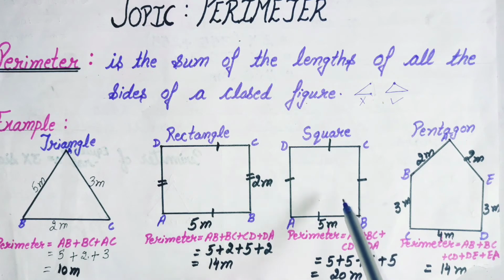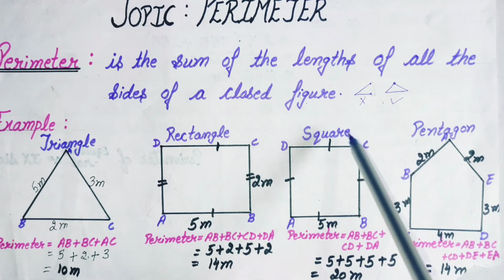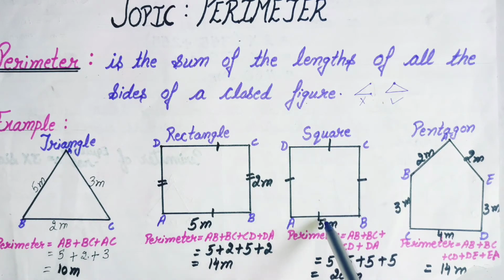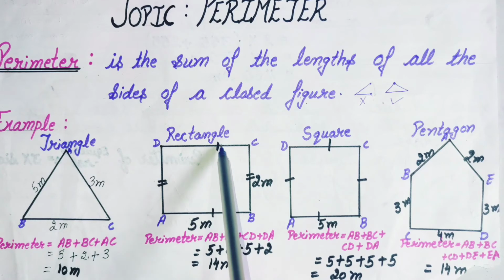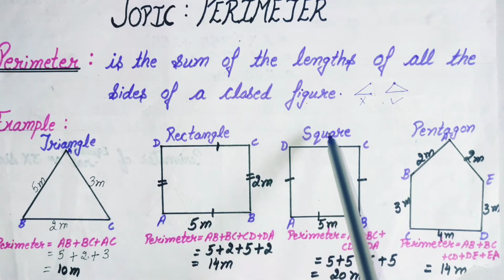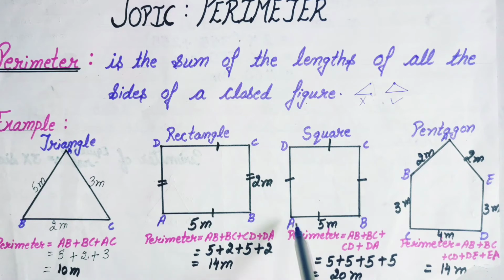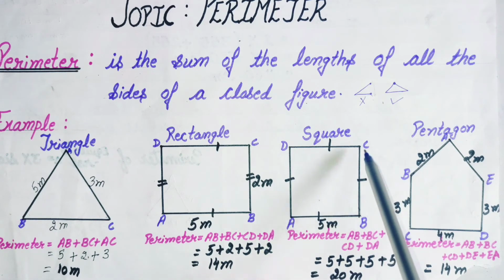Now let's move to the next closed figure, that is square. What is a square? A square is a closed figure in which there are a total of 4 sides. The first property is the same for both shapes. Whether it is a rectangle or a square, both have 4 sides only. But in a rectangle, opposite sides are equal, and in a square, all the sides are equal to each other. If AB is 5 meter, then BC will also be 5 meter, and CD and AD will also be 5 meter. We will add all the sides and the perimeter of this square will be 20 meter.